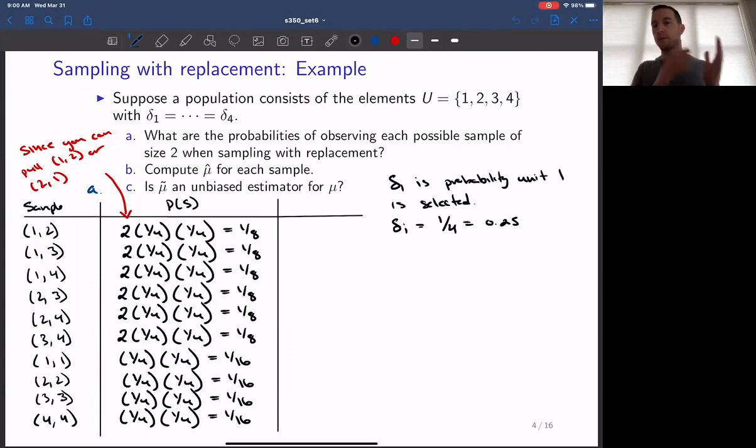So we talked about simple random sampling. We talked about systematic sampling. We talked about stratified random sampling. And then we talked about cluster sampling and two-stage cluster sampling. So those are the 5 strategies that we wanted to discuss for estimating a population mean or a population total or a population proportion.